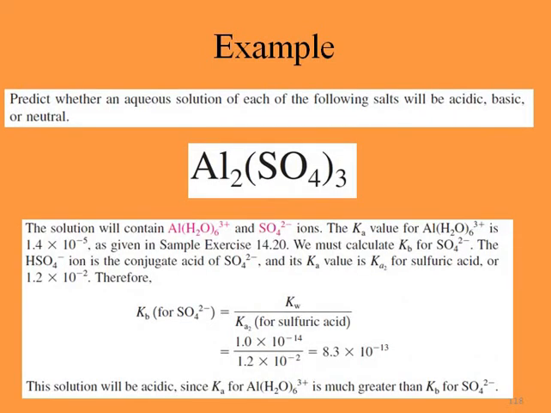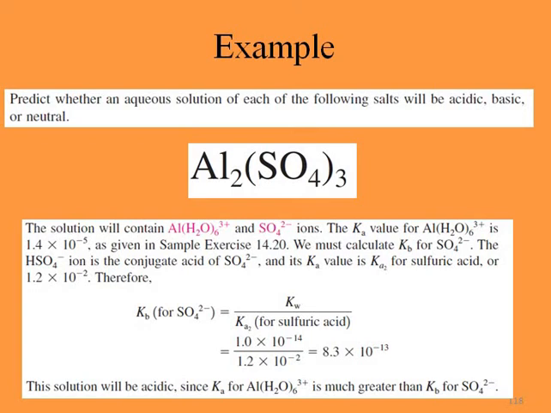Next one, predict whether an aqueous solution of each of the following salts will be acidic, basic, or neutral. So here we have Al2(SO4)3. The solution will contain Al(H2O)6 3+ and SO4 2 minus ions. Ka of aluminum hydrate is 1.4 times 10 to the power of negative 5, and Kb for sulfate is 1.2 times 10 to the power of negative 2.